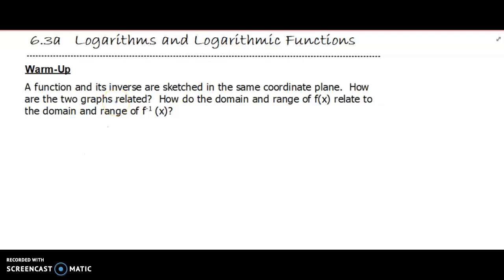All right, so this is the start of section 6.3. Now we're going to cut this into 2 days. So we have section 6.3a and then we'll have a section 6.3b. And we're really going to jump into logarithms, or we call them logs for short.